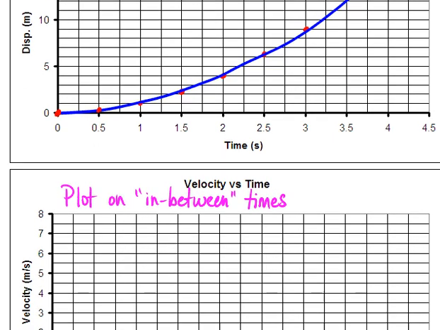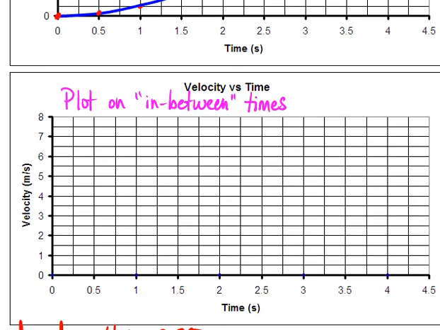So it's not actually on the times that are sort of labeled on the axis. It's going to be the in-betweens. And I'm not going to put all the arrows in, but something like that. So take a moment, try that out, see what you get for a line.